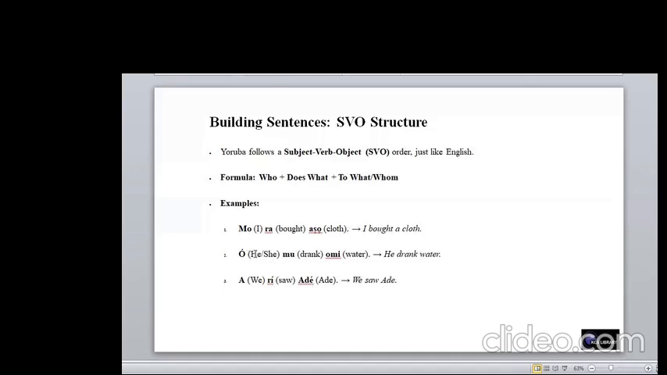Then secondly, o mu omi. O is subject, mu is verb, omi is object, meaning he drank water. Then a ri ade. A in Yoruba is we. A is the subject, ri is the verb, ade is the object. So we saw Ade. So following the SVO structure will help in building Yoruba sentences.